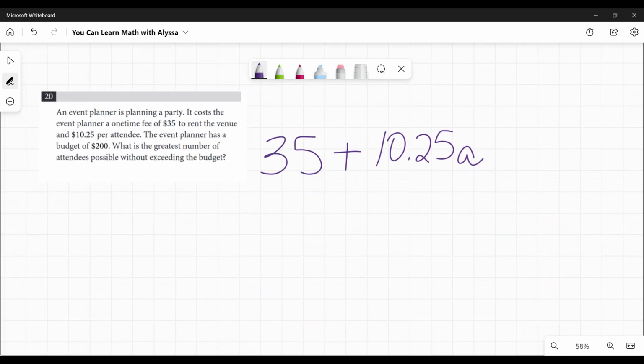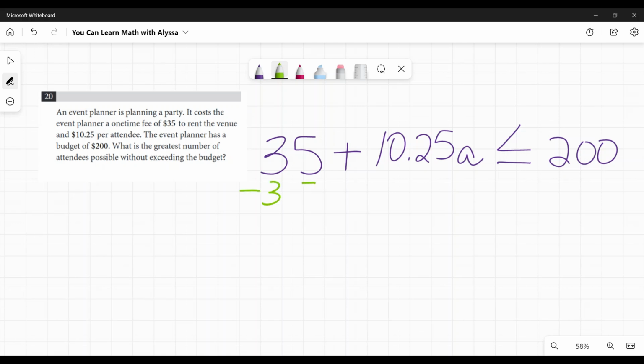And she has a budget of $200. So she can't go over $200. So it doesn't have to be equal to 200. It could be less than that, but it can't be more. So I'm going to say it has to be less than or equal to $200. Now I just need to solve for A.